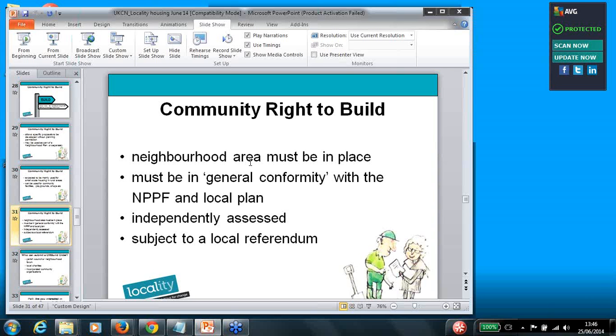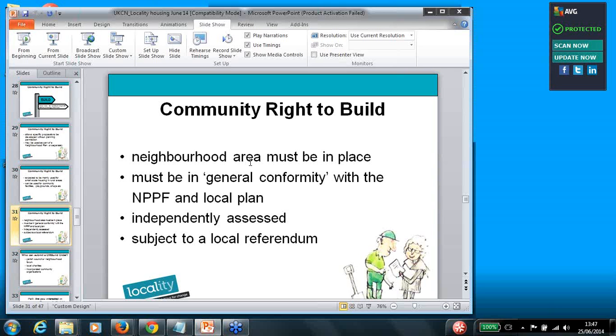I have to point out that it doesn't give you any rights over land that you don't own. So if you go ahead and pursue a right to build in respect of land that's owned by a private landowner or the local council, you don't have permission to go ahead and build on that. You still have to get access to the land through the normal channels. So you have to buy it or you have to lease it and so on.